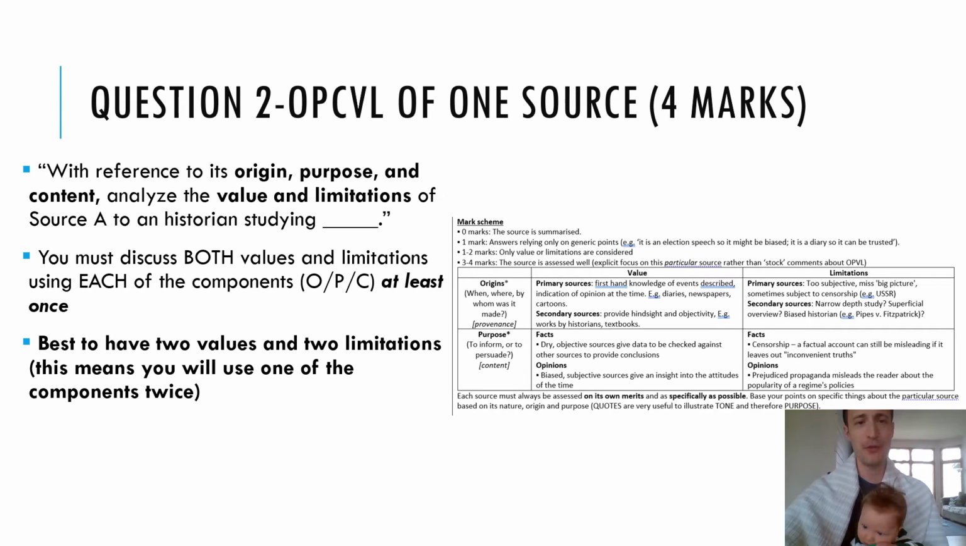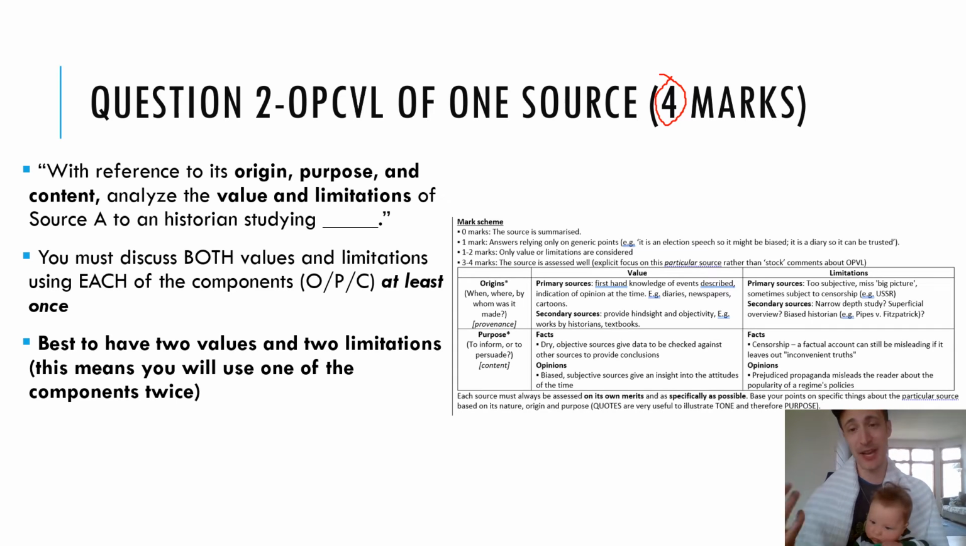It's best to have 2 values and 2 limitations. If you notice, there's a reason that they do this. This is 4 marks. It's kind of implying that you need 2 values and 2 limitations for 2 points each. It's not exactly like that, I don't think, but it seems like where they're going. So it would be nice, if you have time, to come up with 2 values and 2 limitations, which means that you've got to use one of the components at least twice.